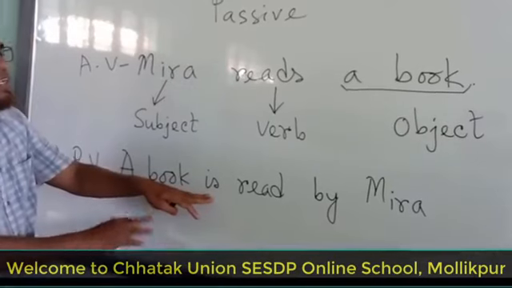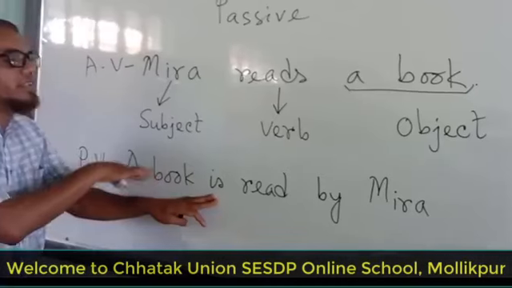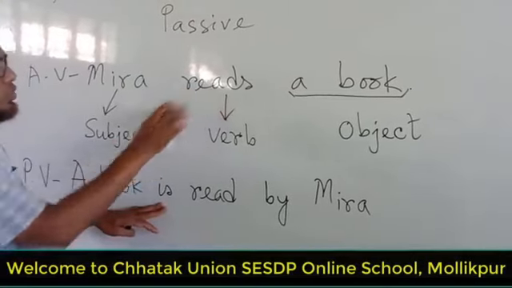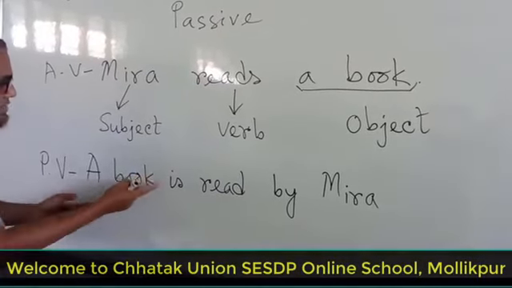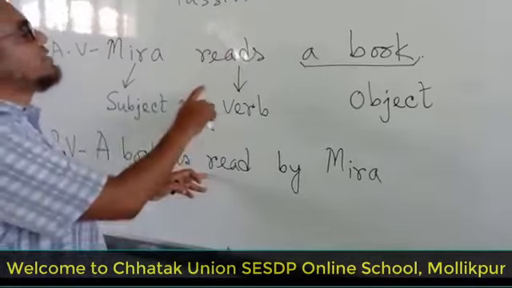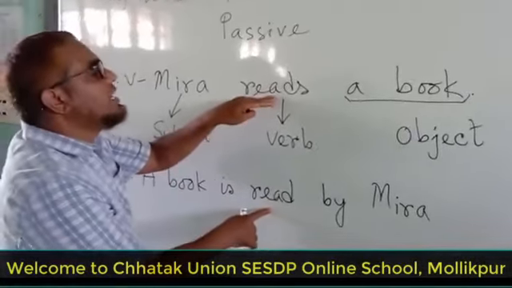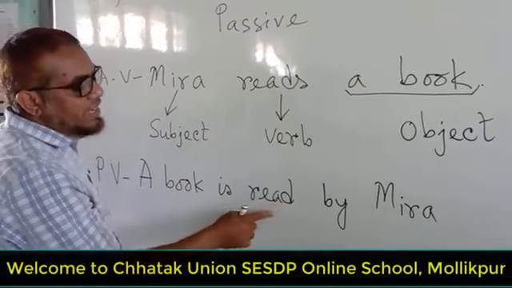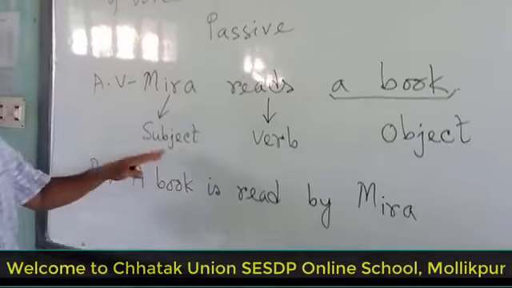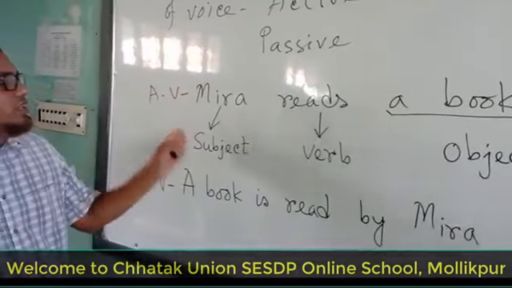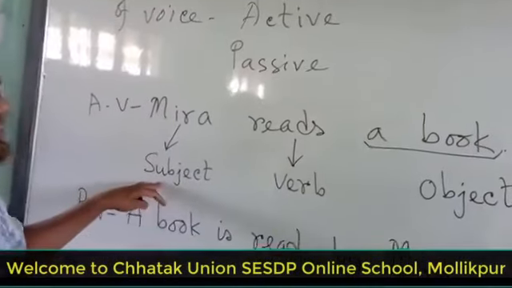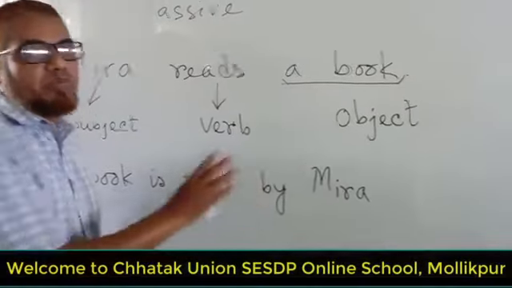Then there will be an auxiliary verb according to the subject, number, person and tense. As it is in present indefinite tense, we should put am, is or are. As a book is third person singular number, there will be is. Then the past participle of the verb in active voice, the past participle is read. Then we put by. And then we put the subject of active voice. If there's a name, we should write the name after by. If there's any pronoun as subject, we have to write the objective form of the pronoun.